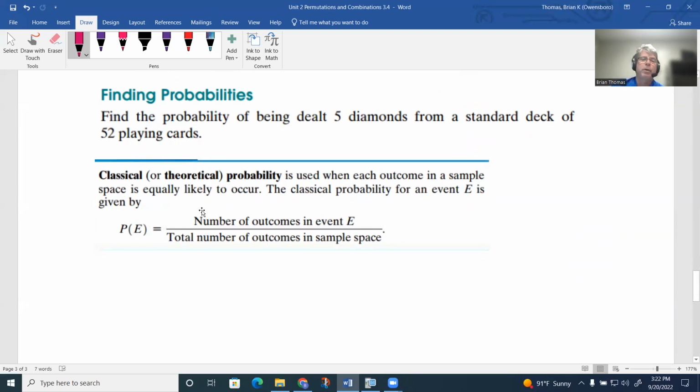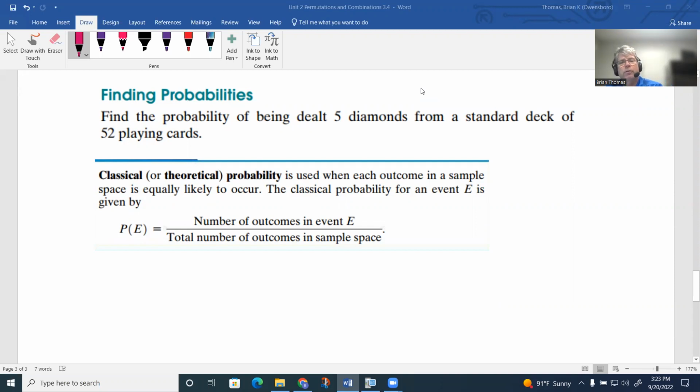So on the top, what we pick up on is this. We have to determine the number of outcomes in the event. So the event, what we're doing is we're being dealt 5 diamonds from a standard deck. But how many outcomes are possible from that? So in other words, this is going to be either a permutation or a combination. But notice how being dealt 5 diamonds, order does not matter in which position they're in. So this is a combination.